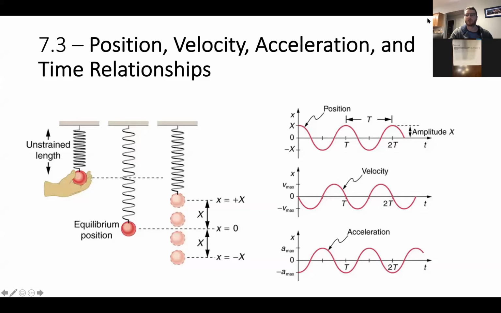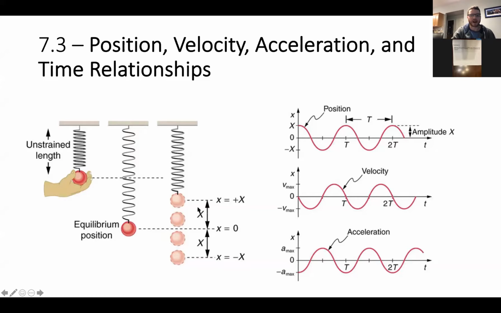Okay, so for today's topic, as I mentioned, we're doing position, velocity, acceleration, and time relationships for objects in harmonic motion or oscillatory motion. Okay, so let's look at this image on the left here. We have a spring that is going to oscillate up and down. At the equilibrium position, this is where it will be if it's not either compressed or expanded. It's just where it's happy right here, okay?